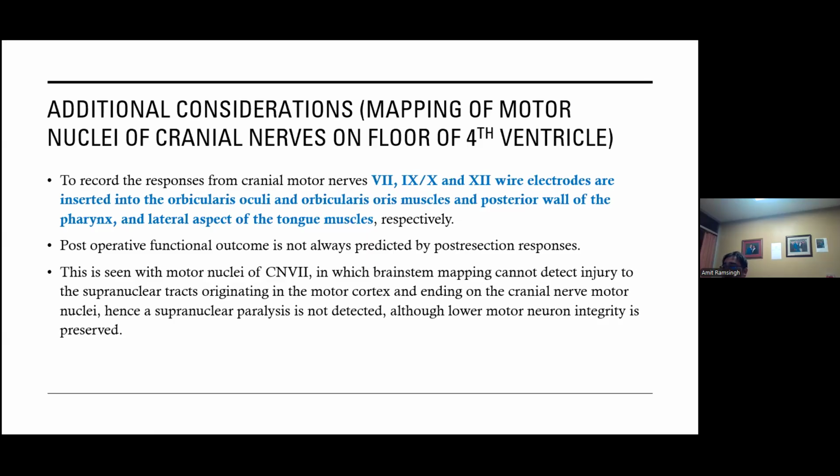It is important to note that this is not a perfect technique, and the post-operative functional outcome is not always predicted by post-resection responses. This is seen more with the motor nuclei of the seventh nerve, in which the brainstem mapping cannot detect injury to supranuclear tracts originating in the motor cortex. So we can't detect a supranuclear 7 paralysis, even though our lower motor fiber tract integrity is preserved.